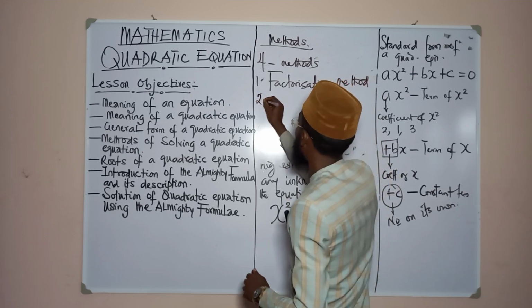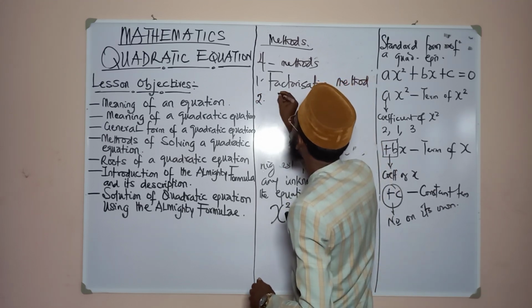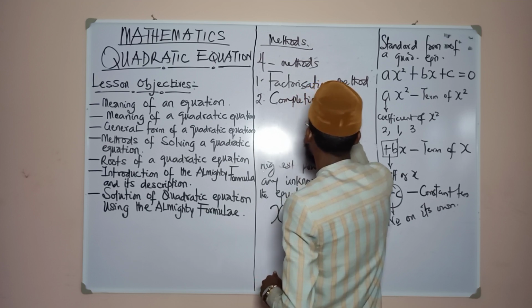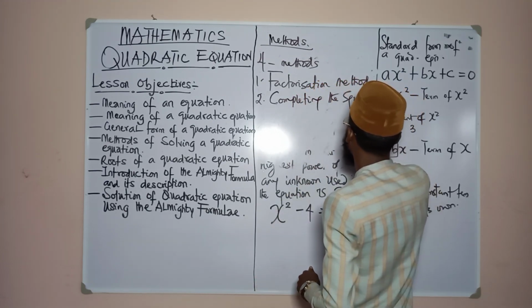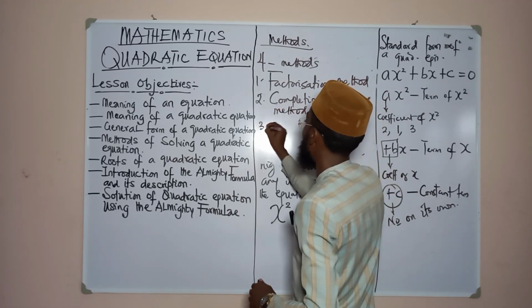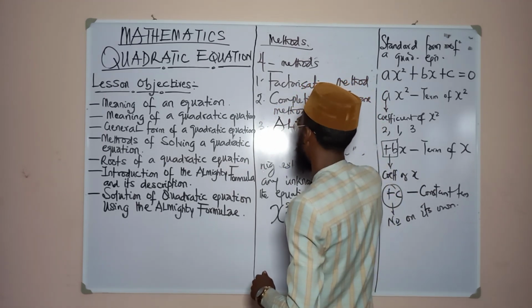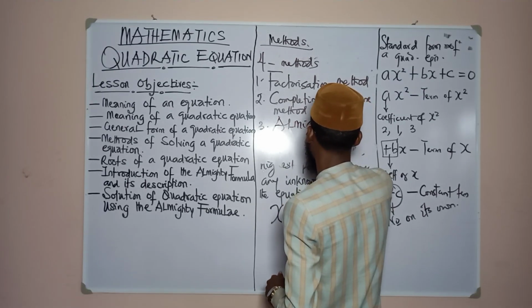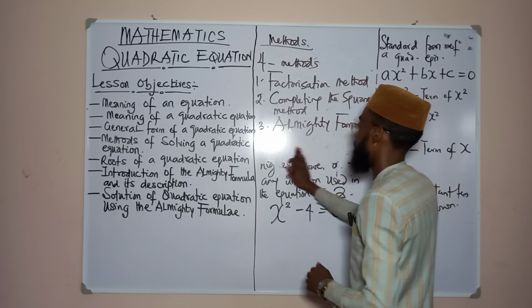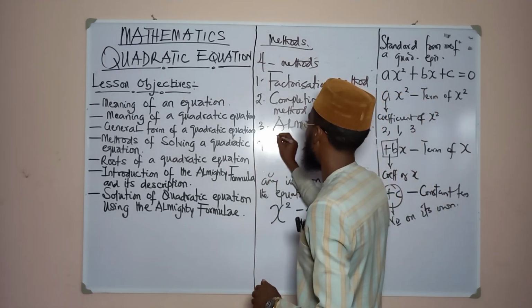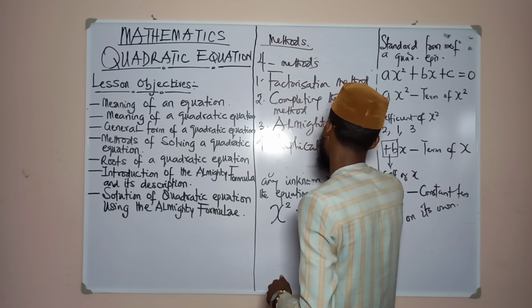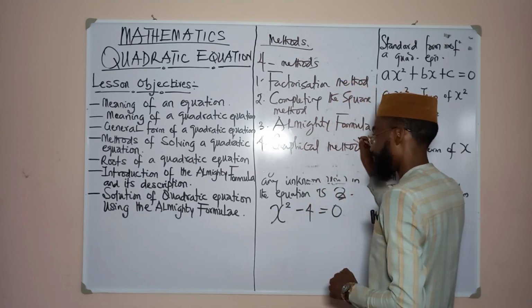The second one is called the completing the square method. The third method is the one we say we use the almighty formula, and that's the one we're going to be considering today, the almighty formula. And of course, the final method is the graphical method, the use of the graph in solving a quadratic equation.